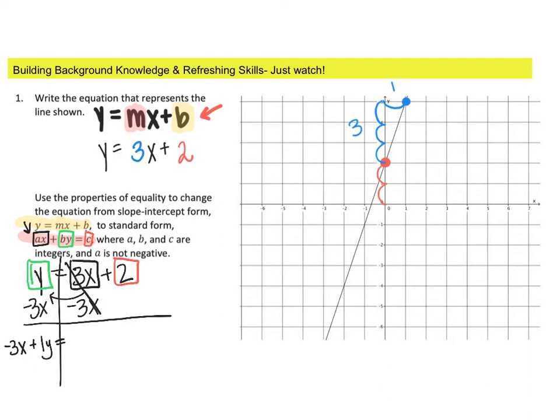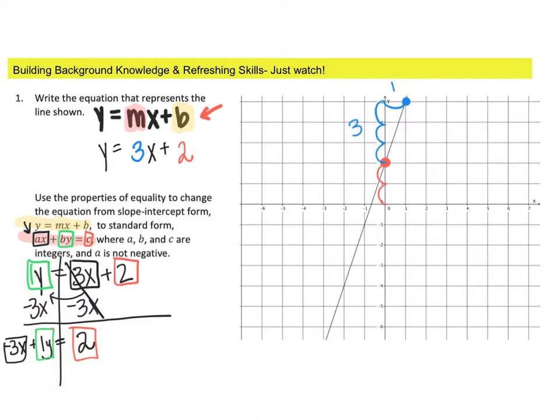All right, over here this canceled, and I have a 2. And you can see that I'm following my format: Ax plus By equals C. Okay?